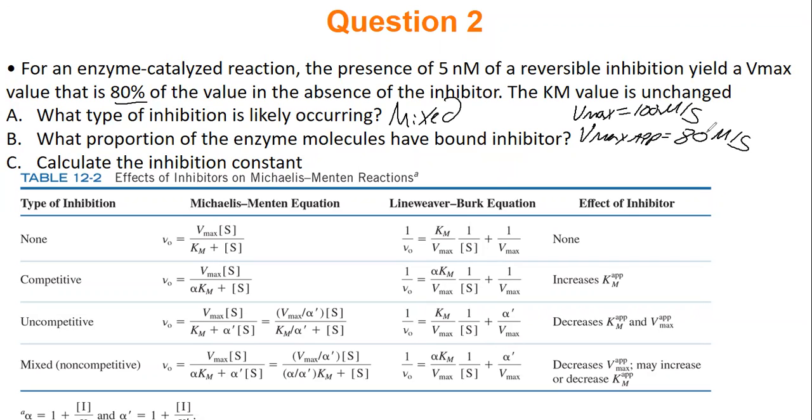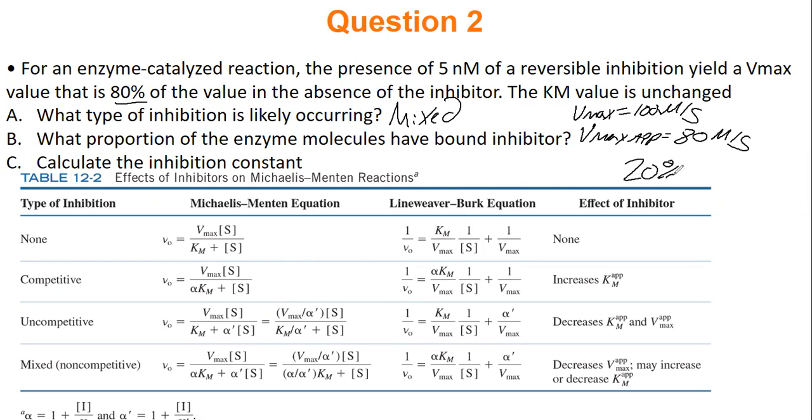And so to find what percentage are bound, you have to ask yourself, okay, if I'm going my maximum speed of 100, well, my uninhibited speed is 100. My apparent speed's 80. Well, what's the difference between those two?